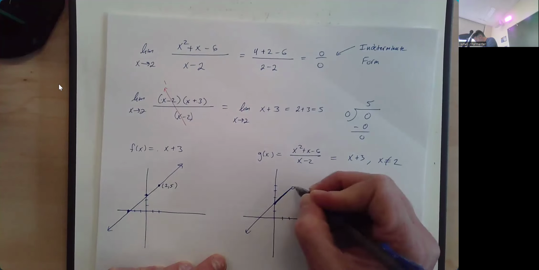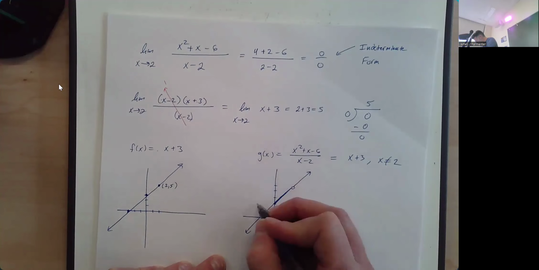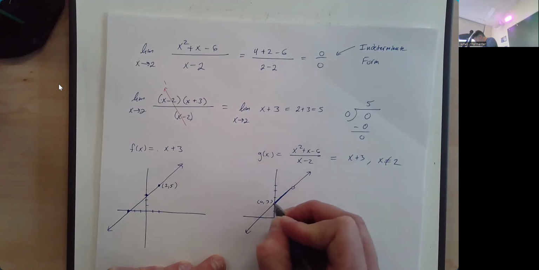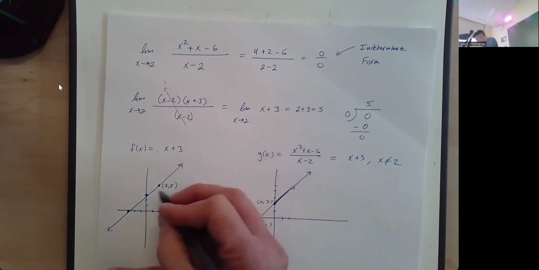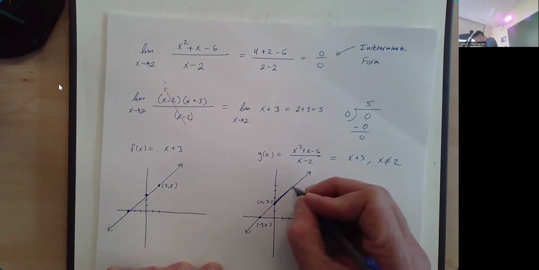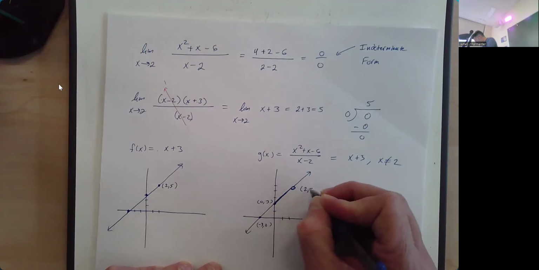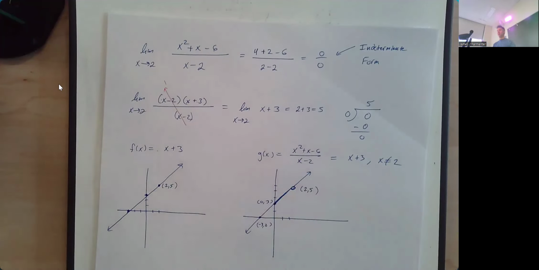My drawing there is less than excellent. We have the same points, (0, 3) for the y-intercept, (-3, 0) for the x-intercept. But then right here, where this graph has the point (2, 5), this graph does not have the point (2, 5). It has all these other points that are really, really close to it, like 2.0000001, 5.0000001. But we don't have the point (2, 5). The limit still exists. The limit doesn't care what's happening at 2. The limit just cares what's happening really close to 2.